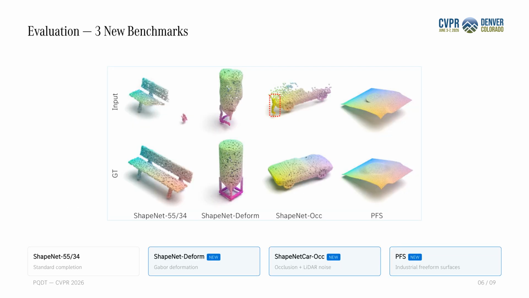We evaluate on 4 benchmarks: ShapeNet-55 and 34 for standard point cloud completion across multiple difficulty levels. And we introduce 3 new challenging benchmarks. ShapeNet-Deform applies Gabor noise as geometric deformation combined with incompleteness. ShapeNet-Car-OCC simulates realistic LiDAR occlusion with sensor noise. And PFS, patchified freeform surfaces, from real automotive body-in-white components, where local deformation restoration is required.